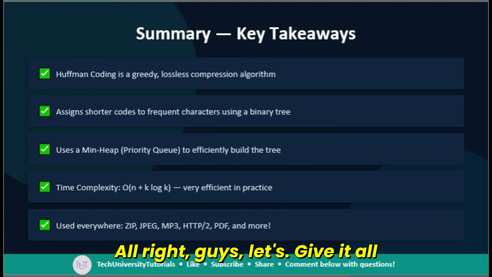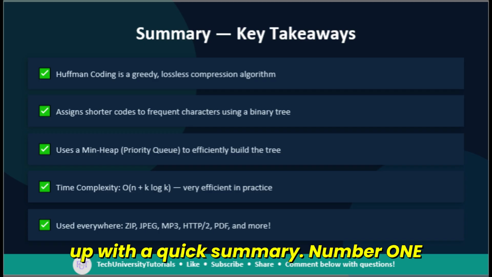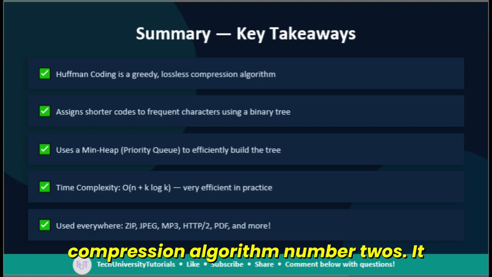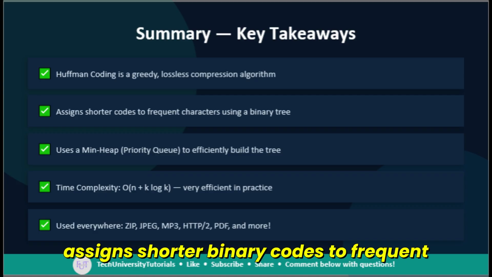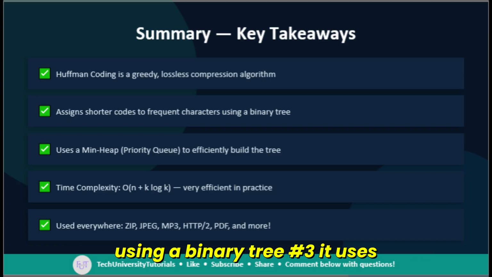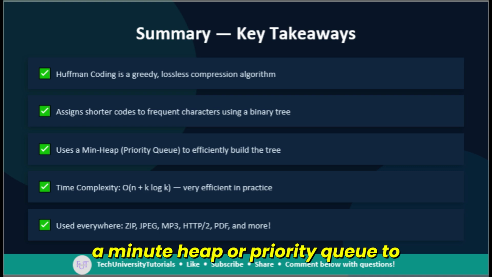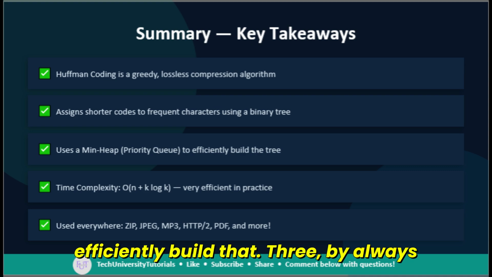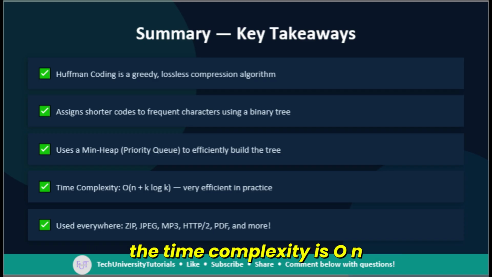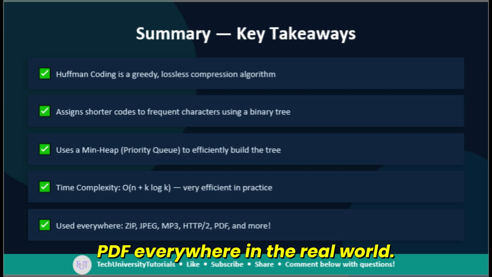Alright guys, let's wrap it all up with a quick summary. Number ONE. Huffman coding is a greedy, lossless compression algorithm. Number TWO. It assigns shorter binary codes to frequent characters and longer codes to rare ones using a binary tree. Number 3. It uses a min-heap or priority queue to efficiently build that tree by always merging the two smallest nodes. Number 4. The time complexity is O(n plus k log k), super efficient in practice. Number 5. Its use in ZIP, JPEG, MP3, HTTP2, PDF, everywhere in the real world.